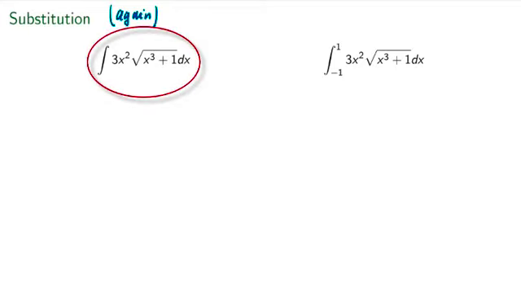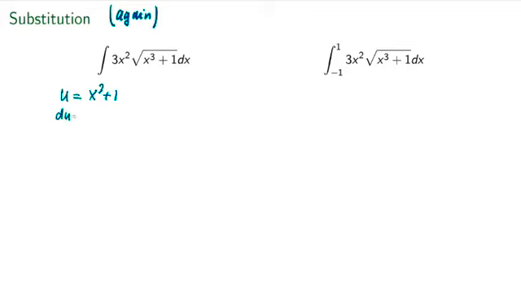So let's look here on the left. Here's the indefinite integral, 3x squared square root of x cubed plus 1. So this means we need to find the antiderivative of this term. Using substitution, we introduce a new function u. In this case, u would be x cubed plus 1. And then we need to transform the differential. So we write du is the derivative of the right-hand side, 3x squared, and the plus 1 differentiated is equal to 0, dx.